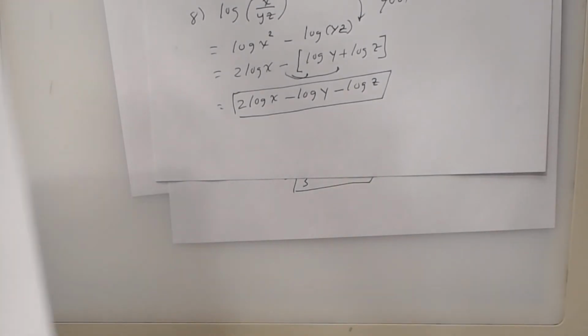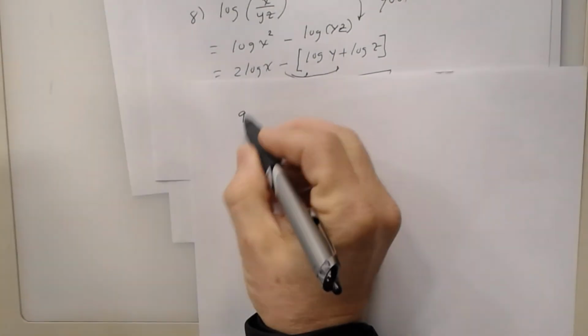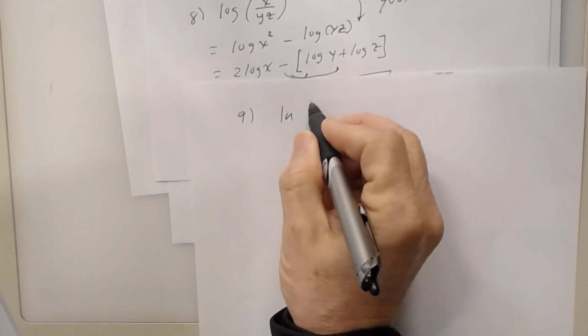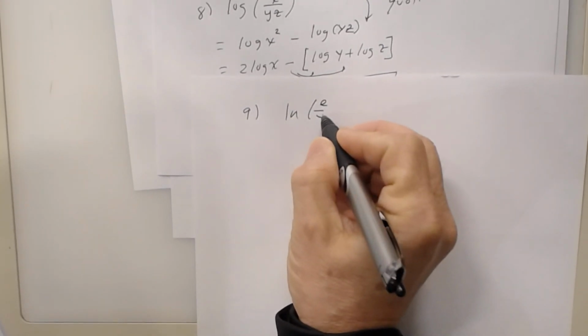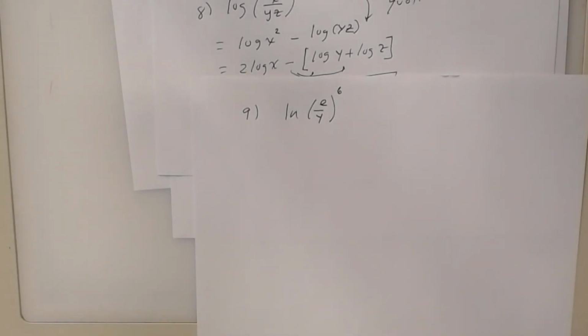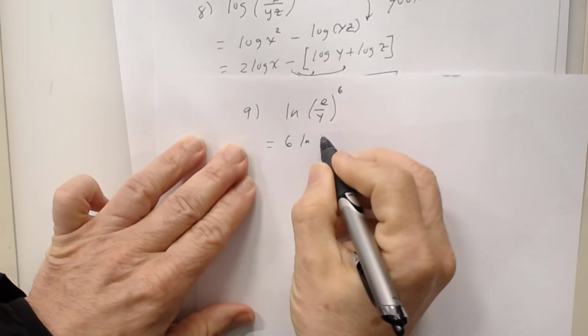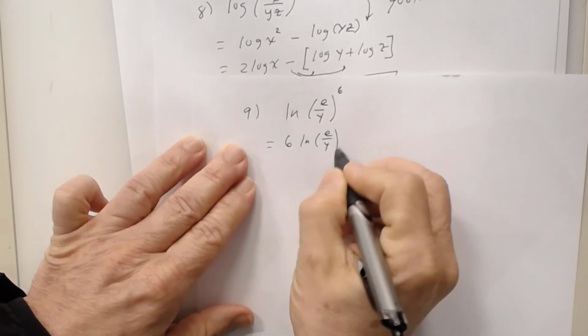All right, and then finally number 9. I think we have enough here. Number 9: ln of e divided by y raised to the 6th power. Power rule first. So that's going to be what? 6 ln of e over y.